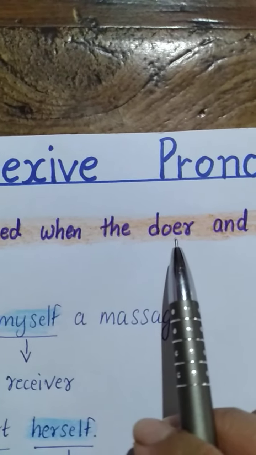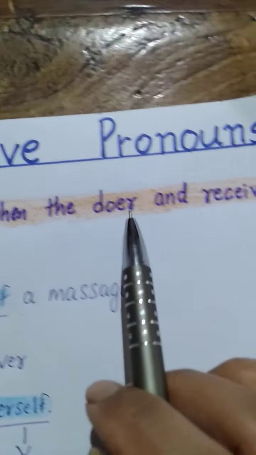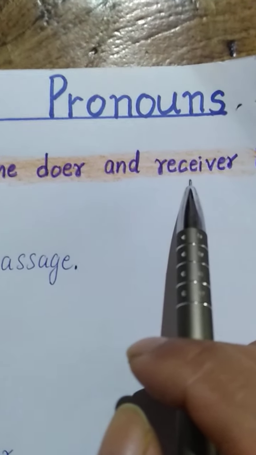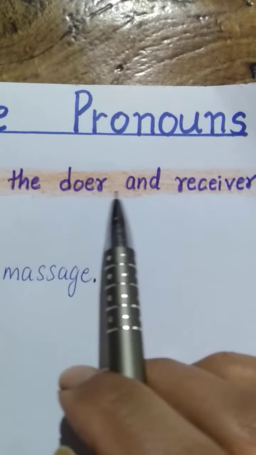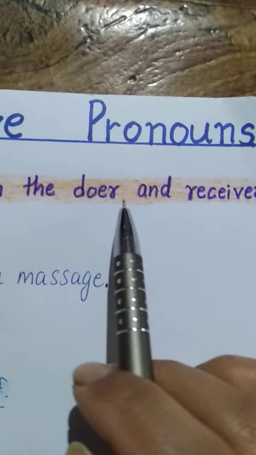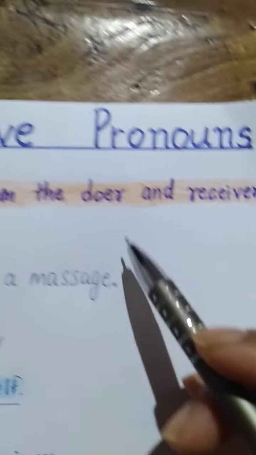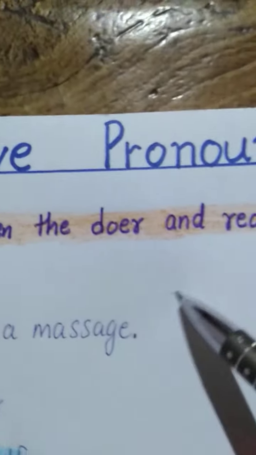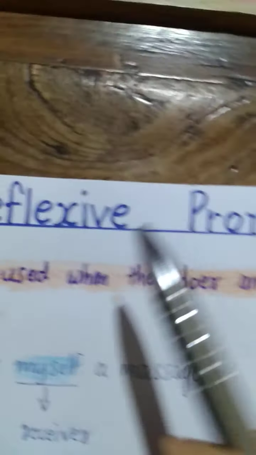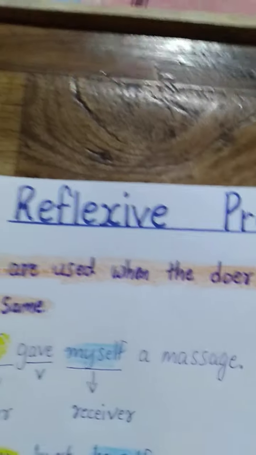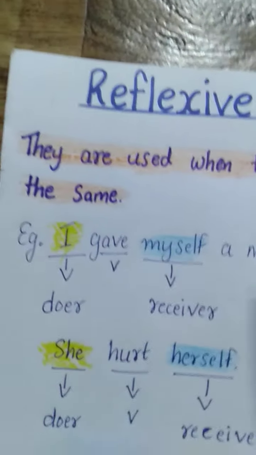Doer means a person who does something, and a receiver means the person who is affected by what the doer does. All right, so the person affected as a result of doing something. So when the doer and the receiver are the same, then we use reflexive pronouns. Let's have a look at some examples.